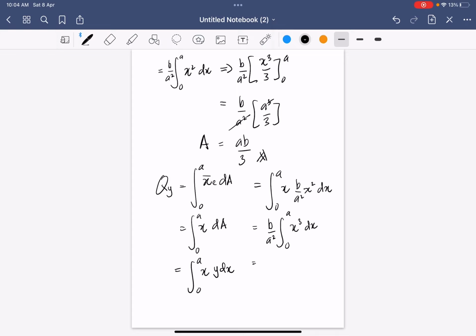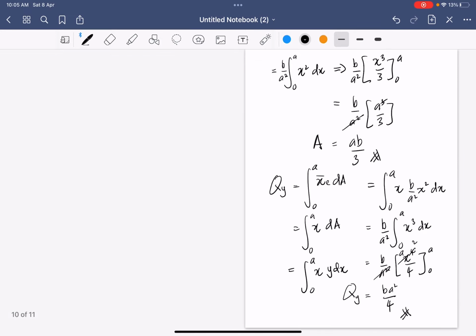Then you can integrate this equation, so you will get x to the power of 4 divided by 4. The limit is 0 to a, and substitute x with a. Simplify the equation, and you will get Qy is equal to b a squared over 4. So this one is Qy.